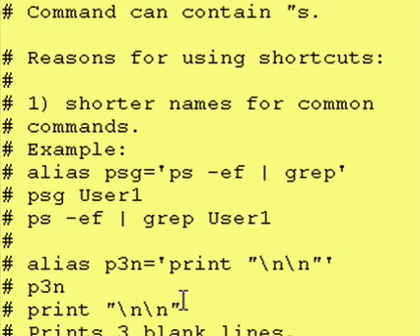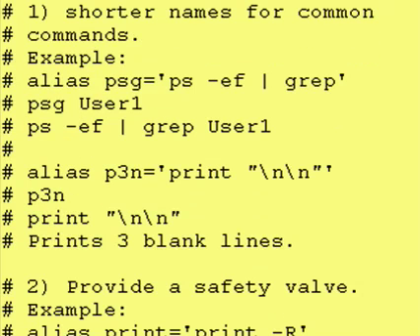So let's look at some reasons why we would use aliases. Well, the first one is it creates shorter names for common commands. So here's our example. We're defining an alias called PSG, and it is going to be equivalent to this right here. And we walk through what this does. PS is a Unix command that just says list processes. Dash E means for everyone, so it will list everyone's processes, everyone on the system that has an active process. The dash F component says I want a full listing, a listing that has a lot of details.